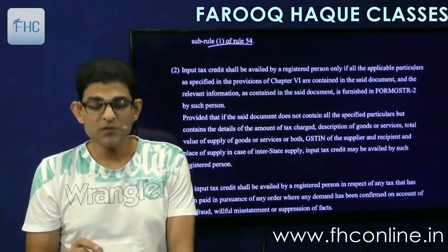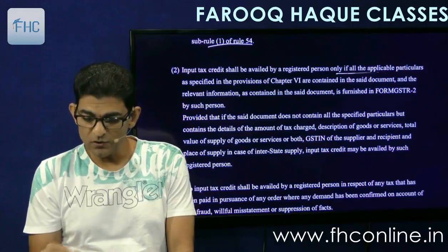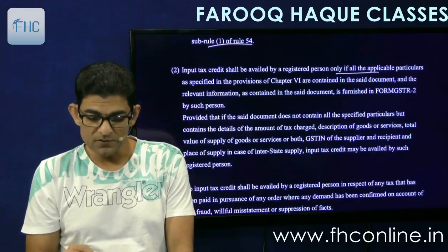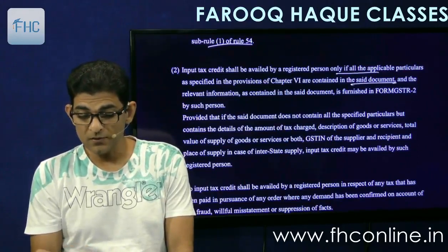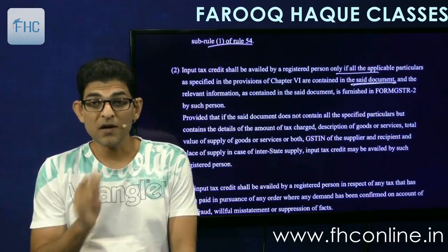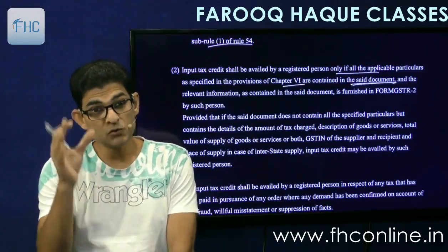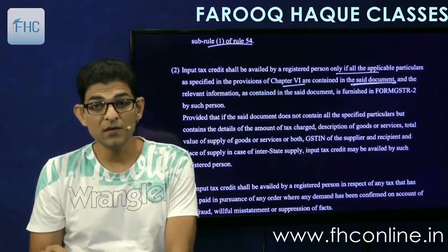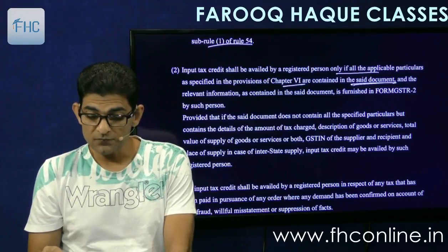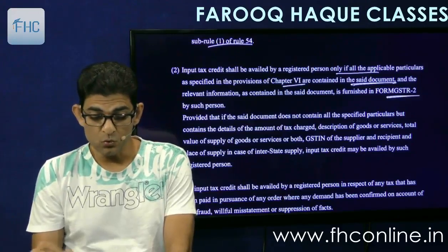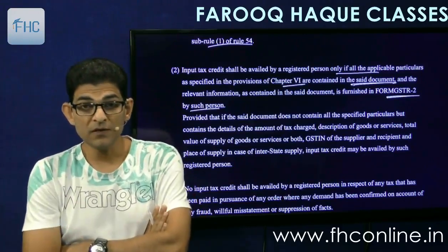Then subrule 2 says that input tax credit shall be availed by a registered person only if all the applicable particulars as specified in provisions of chapter 6 are contained in the said document. Chapter 6 means the invoice chapter. So all the details should be mentioned in the invoice, and the relevant information as contained in the said document is furnished in form GSTR 2 by such person. So this is the return that we have to file.